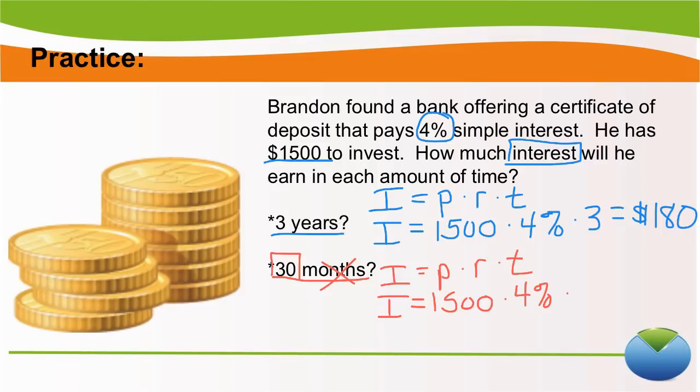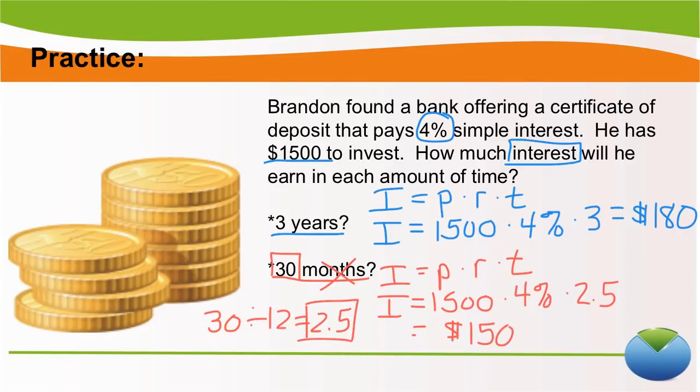So to figure out how many years that is, I'm going to take my 30 months divided by 12 months in a year, and that's going to be 2.5 years. That's the number that I have to use in my formula. So pick up your calculator and take your money, 1,500, times 4, and use your percent key, times 2.5 years. And if he takes it out in 30 months, he will still earn $150 extra in interest.